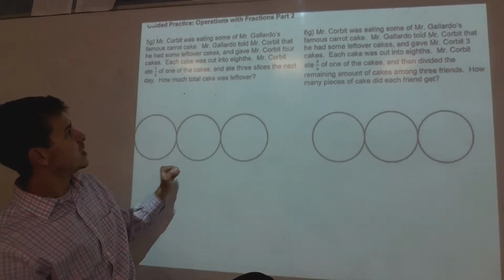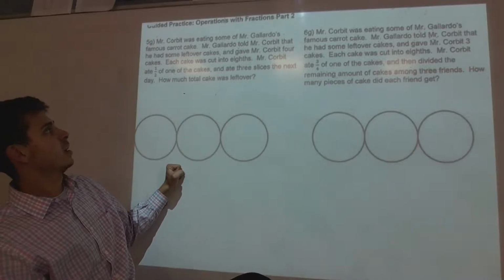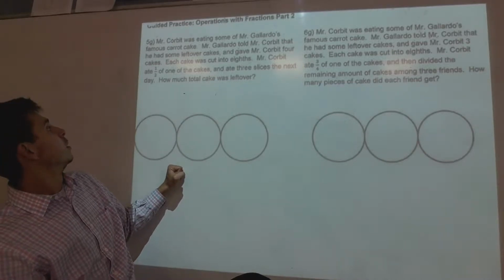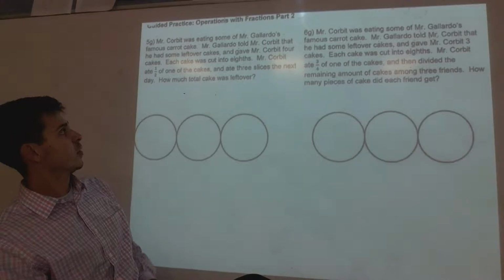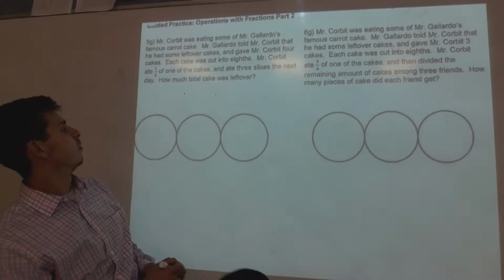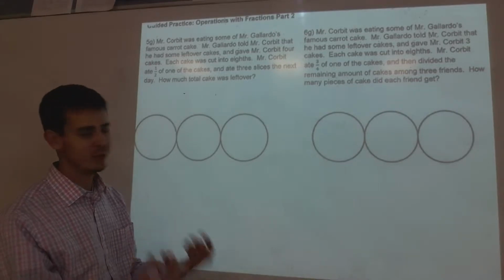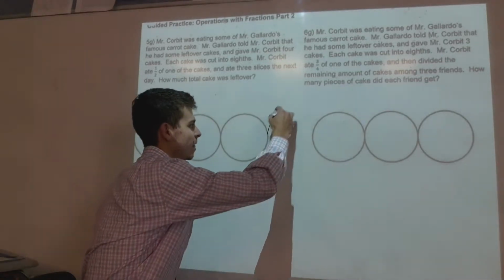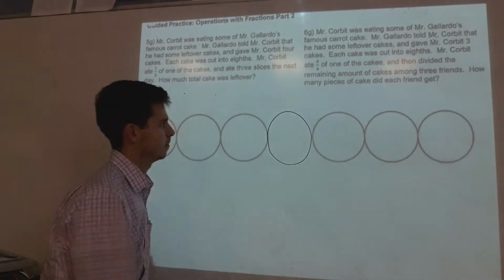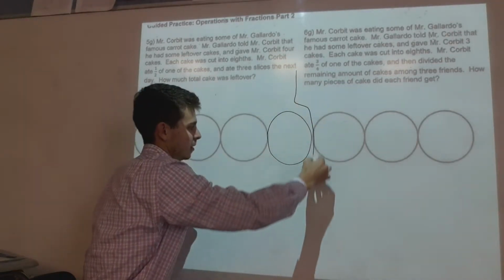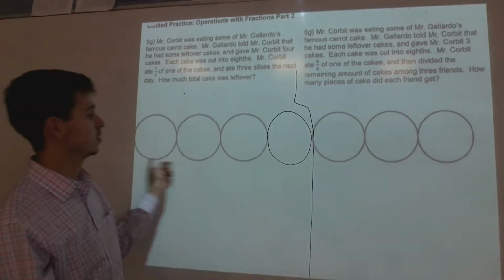So Mr. Corbett was eating some of Mr. Gallardo's famous carrot cake. Mr. Gallardo told Mr. Corbett that he had some leftover cakes, and he gave Mr. Corbett 4 cakes. So right there, I had edited this worksheet several times. I apologize. There should be another cake right here. I thought I checked everything. Okay, so there's 4 cakes here.